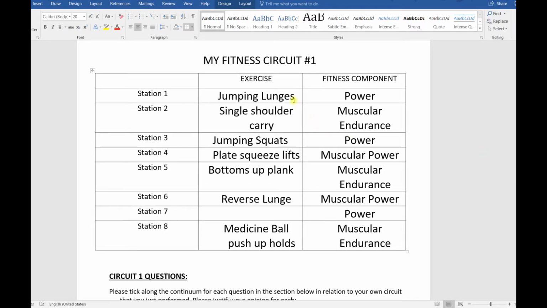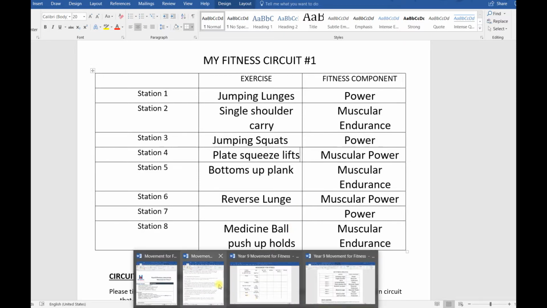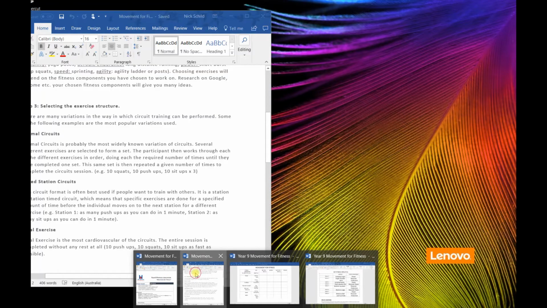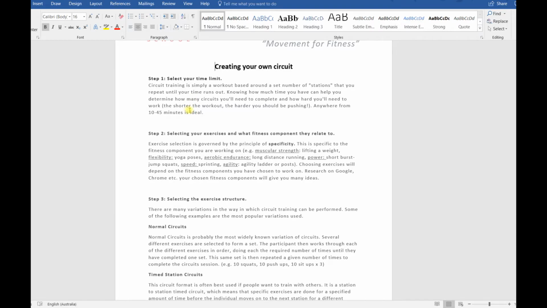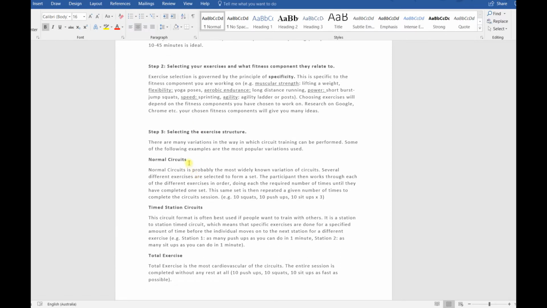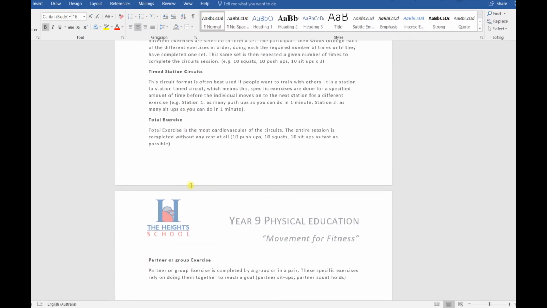So now we can see that I've set up all of my different exercises relating to the corresponding fitness components. From here, we need to work out an exercise circuit structure. So what I've done is I've placed a Word document on the resource drive that shows you different structures of the exercises. There's some other information there too about selecting time limits and selecting your exercises that relate to different fitness components. There are different types of structure and I won't read through them here currently, but we can see that there are 4 or 5 different types.